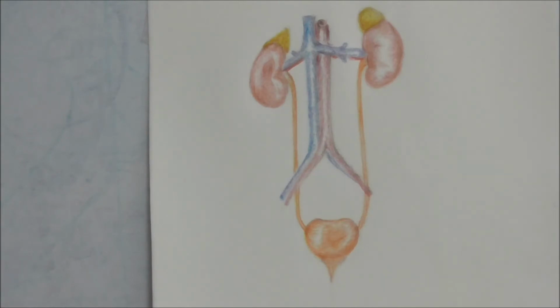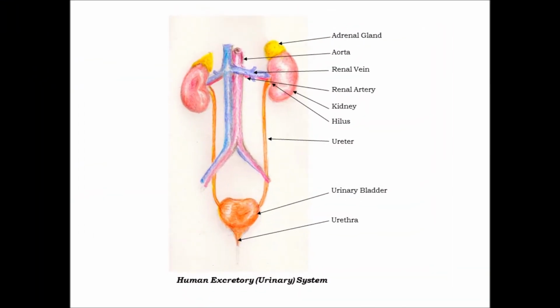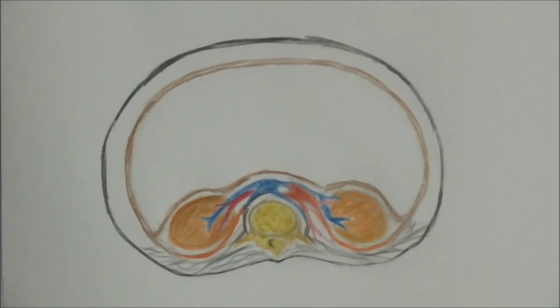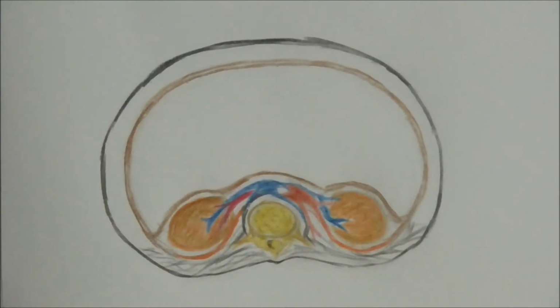Now let's get to understand the position of the kidney in the human body. This is the transverse section of the entire human body passing through the kidneys. This is the outer body wall. This is the peritoneal lining, mesodermal layer. These are the kidneys. This is the blood supply, the renal artery, renal vein, the aorta and the inferior vena cava. This is the vertebra.